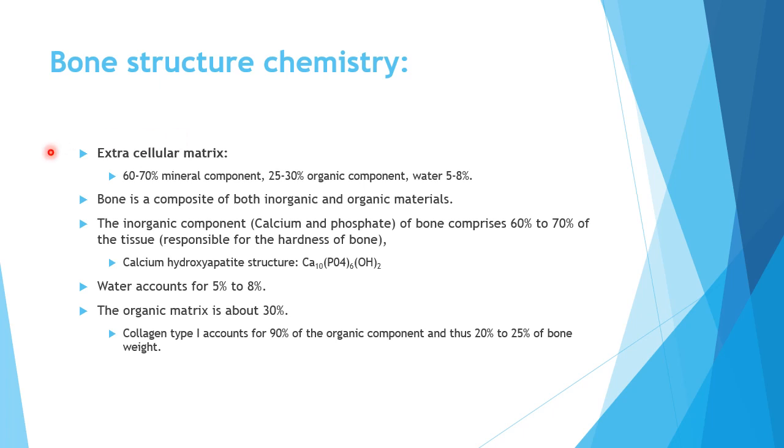To sum up, the extracellular matrix, mineral or inorganic, is 60 to 70, more than half. Most of this is calcium hydroxyapatite structure, so it's calcium and phosphate: calcium 10, phosphate group 6, hydroxy group 2. The water is relatively very small, and then the organic matrix is 30%. Most of that is collagen type 1. When we go to the cartilage, we'll say that the cartilage is mainly collagen type 2.